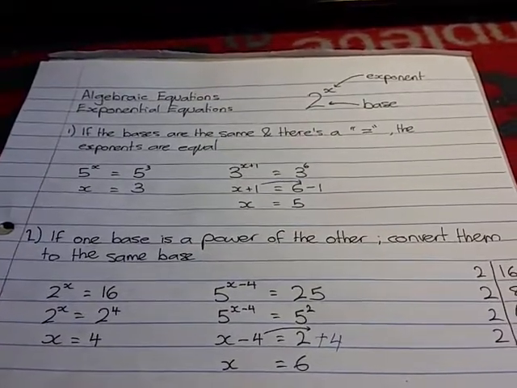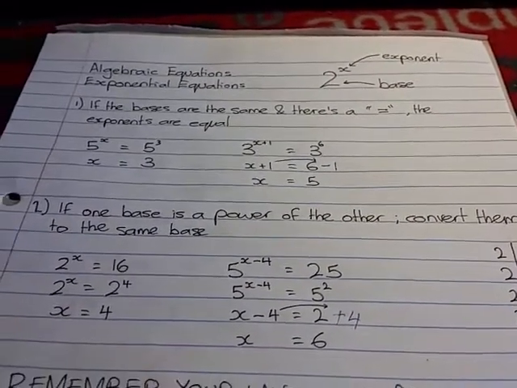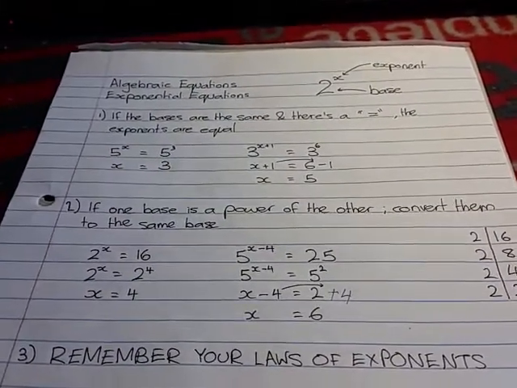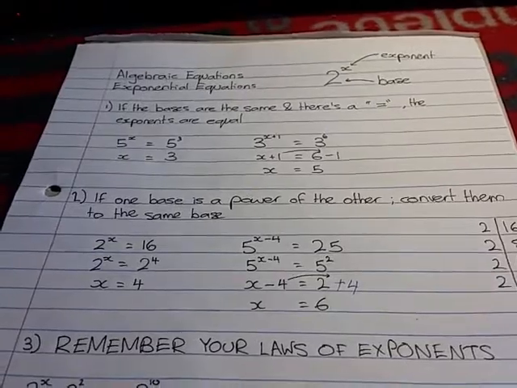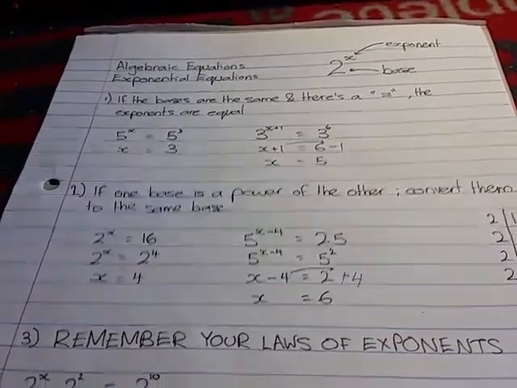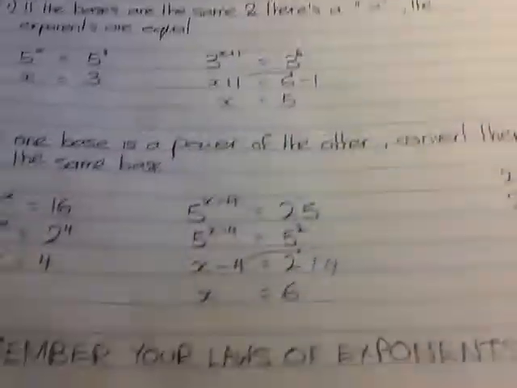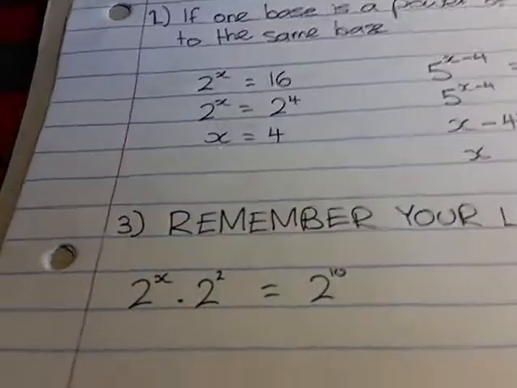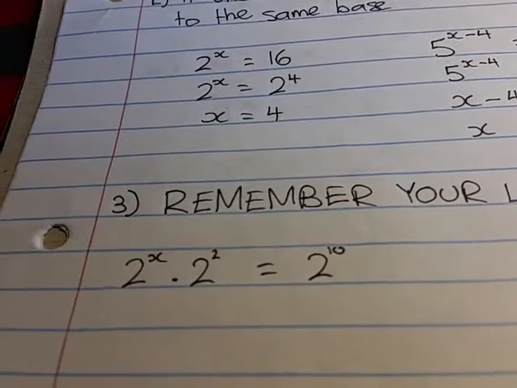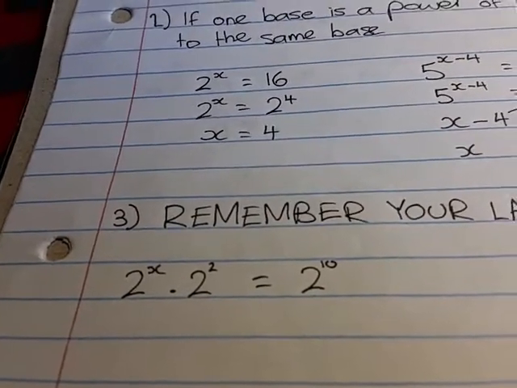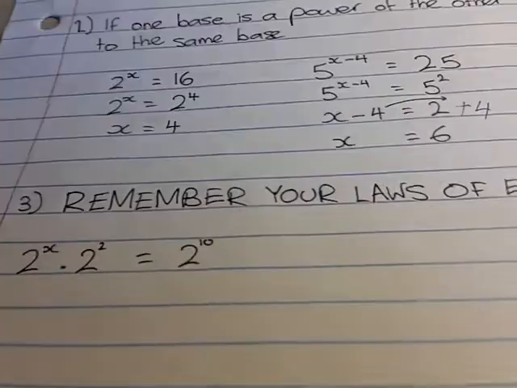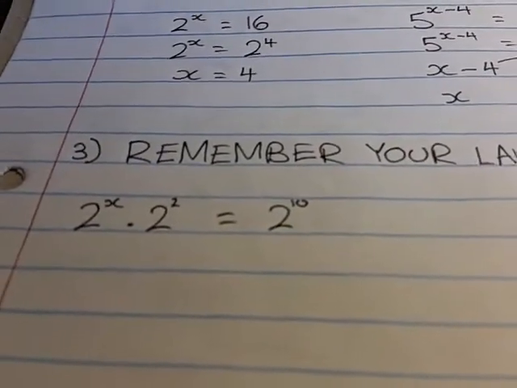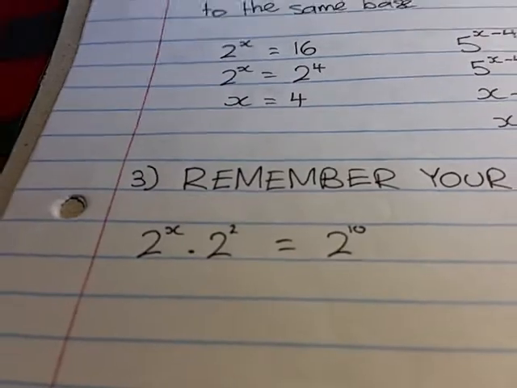Anyway, the third piece of advice: remember your laws of exponents, because this is where you get very creative types of exponential equations, like this one. 2 to the x times 2 to the 2 equals 2 to the 10. You have to, of course, solve for x. You can do this in two different ways.